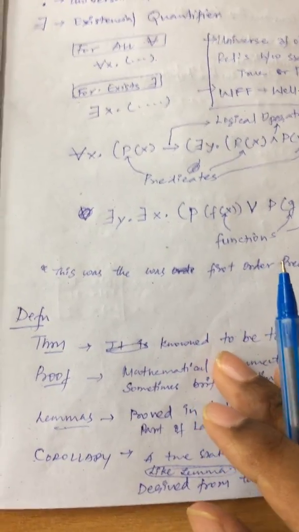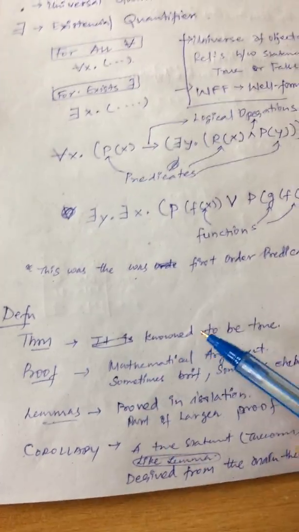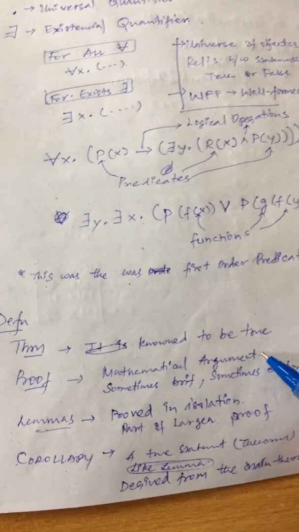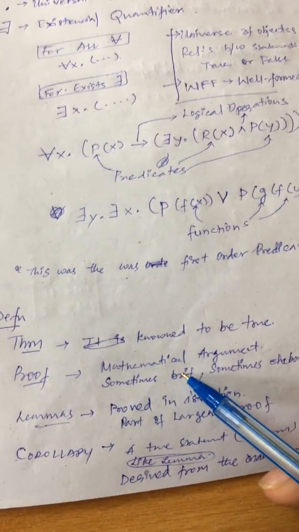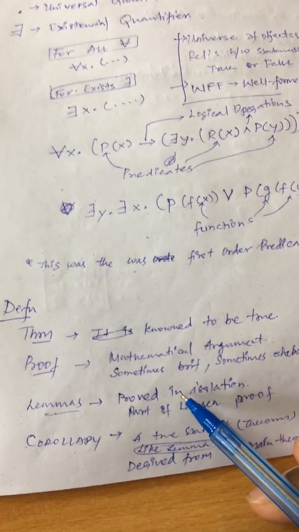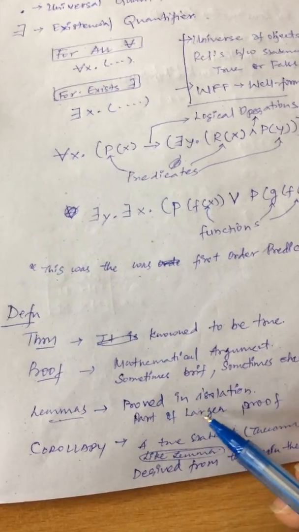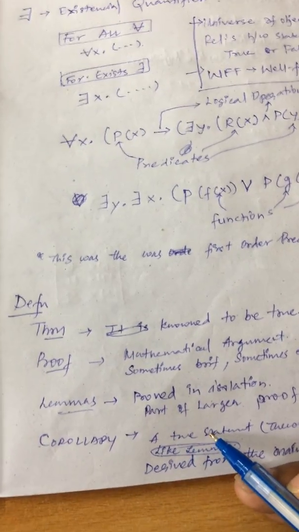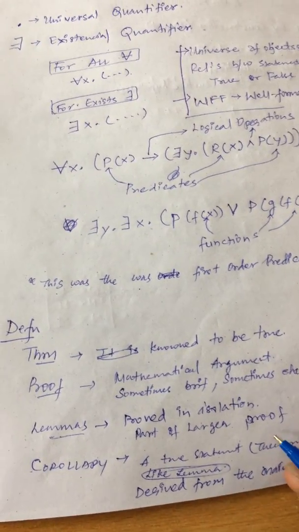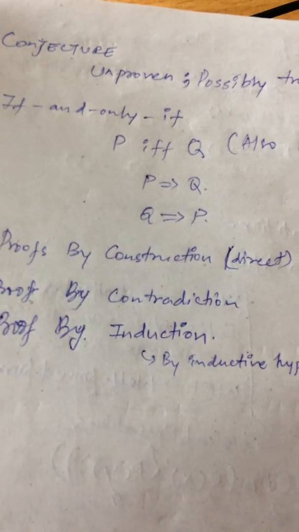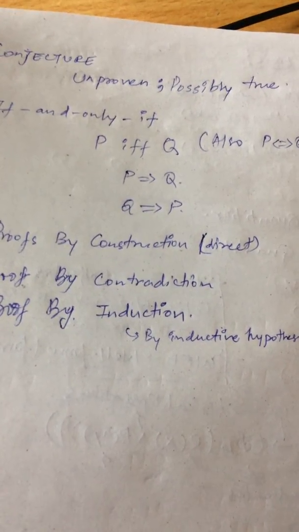So next we have mathematical theorems. A theorem is known to be true. A proof is a mathematical argument. Sometimes it is brief, sometimes it is elaborate. Lemmas are proven statements, proved in isolation, part of a larger proof. A corollary is a true statement, a theorem you can say, but it is a part derived from the main theorem. Next we have the conjecture, unproven, possibly true.